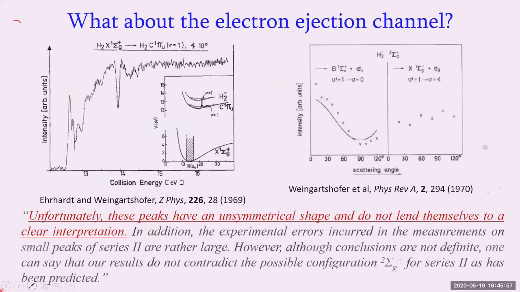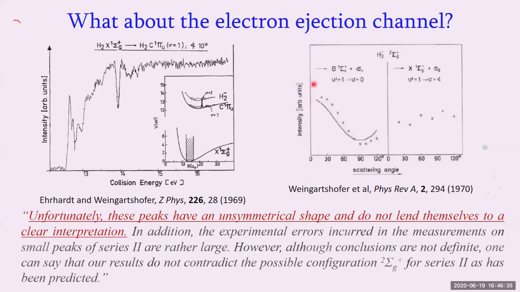Now one of the questions I raised is why the electron scattering showed only sigma g plus symmetry, while the electron attachment, dissociative attachment, shows a sigma u plus symmetry. This is one of the data I would like to show from the electron scattering, which shows the strong 14 eV resonance which people have observed. But what is important here is the angular distribution of the scattered electron at the 14 eV resonance.